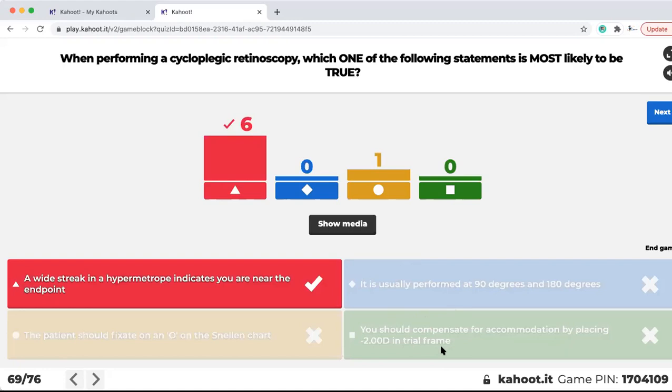But when we're doing cycloplegic refraction, there are some factors that we should keep in mind. First of all, what is the ciliary muscle tone? We should compensate for the ciliary muscle tone, which will be between 0.75 diopters and 1.25. If the patient is hypermetropic, he will have more powerful ciliary muscle tone, and if he is myopic, it will be less powerful.